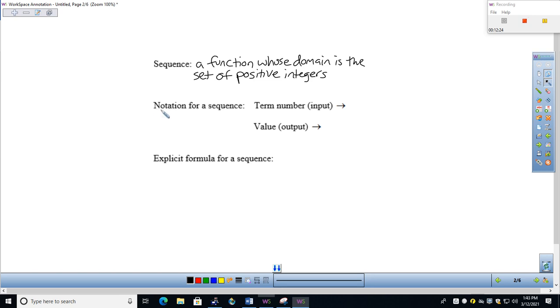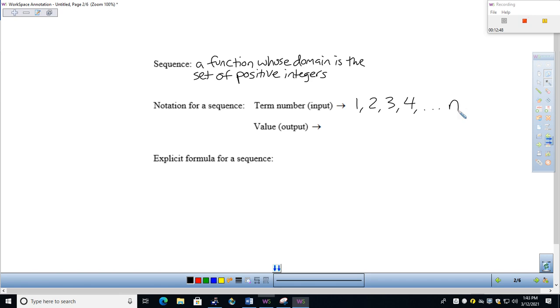All right, let's get into the notation for a sequence. So inputs and outputs, because it is a function, of course. The term number would represent the input. And as I said, if it's the set of positive integers, it means it starts at 1, 2, 3, 4, etc., all the way up to what we would say the nth term. So unlike all those continuous functions where we did dependent in terms of independent, y in terms of x, the independent variable is not x for sequences. We're going to use n. Okay, and n would represent the term number essentially.